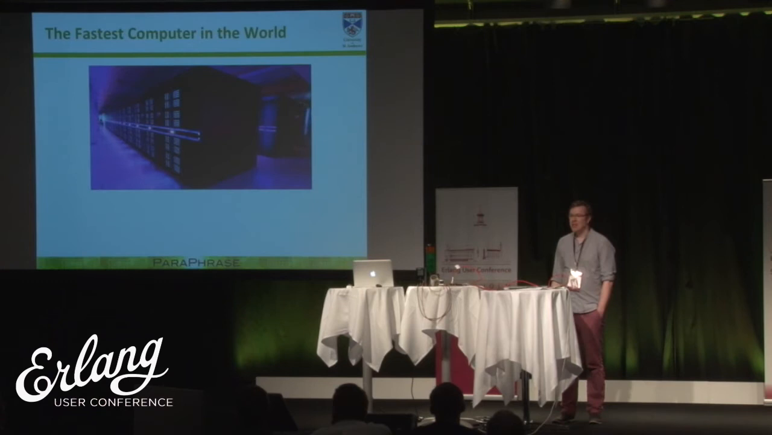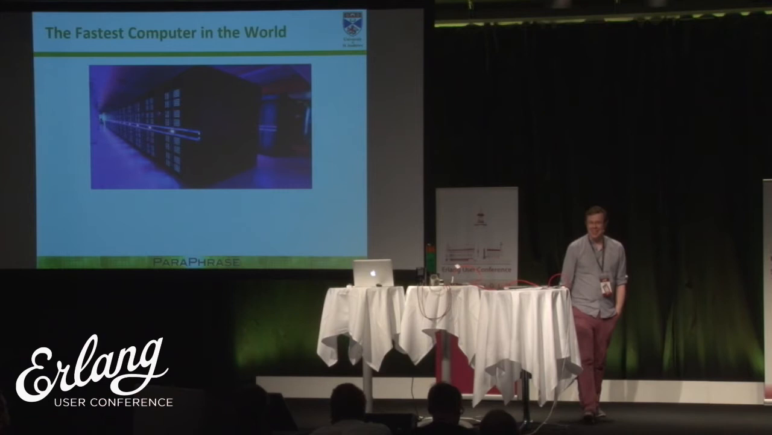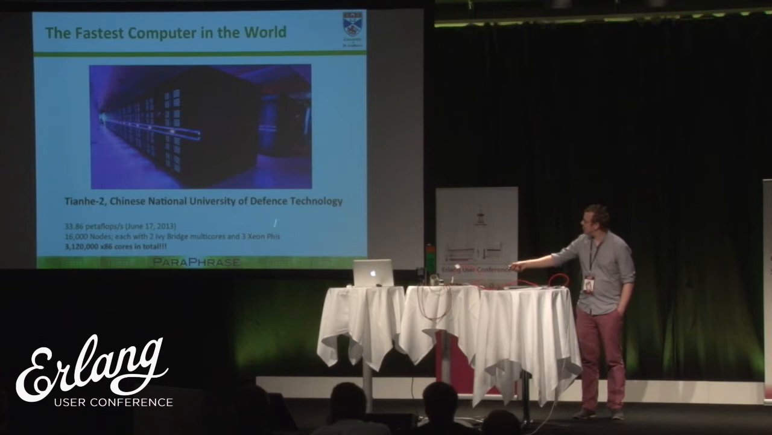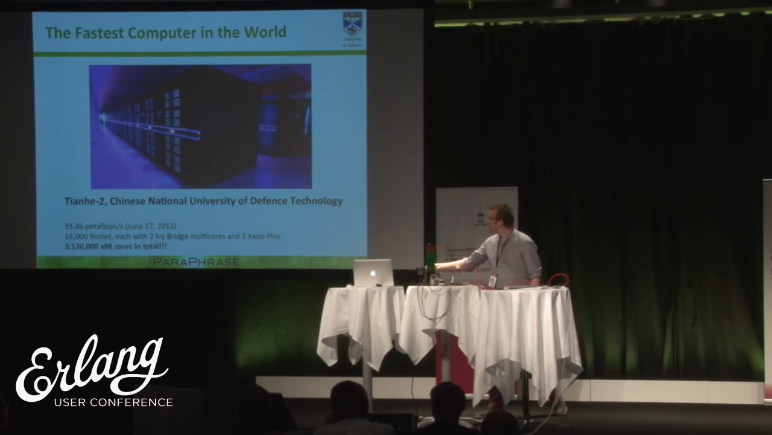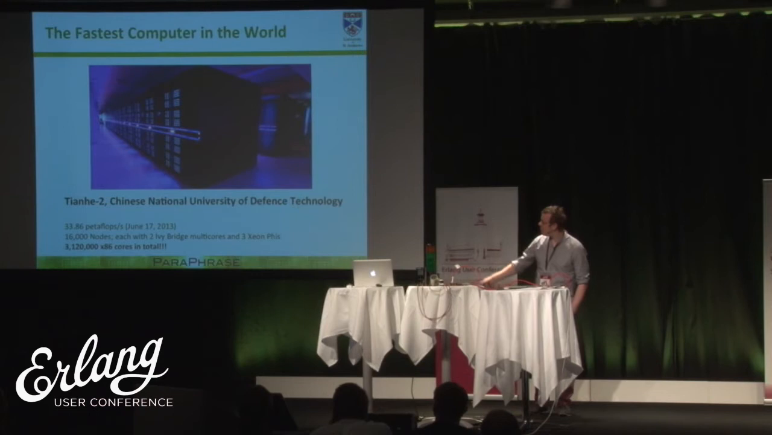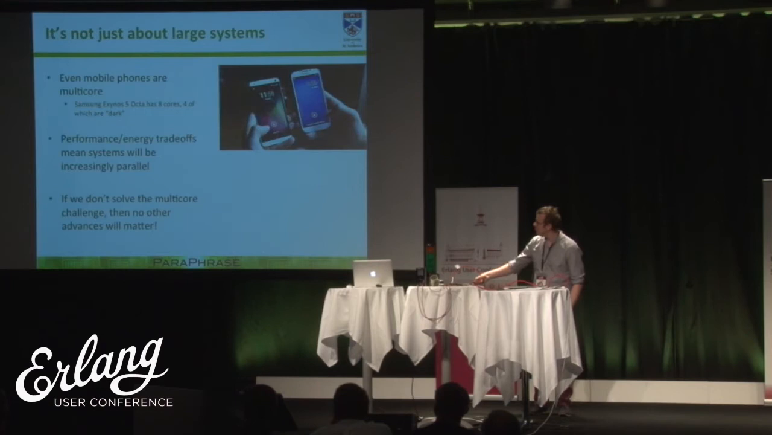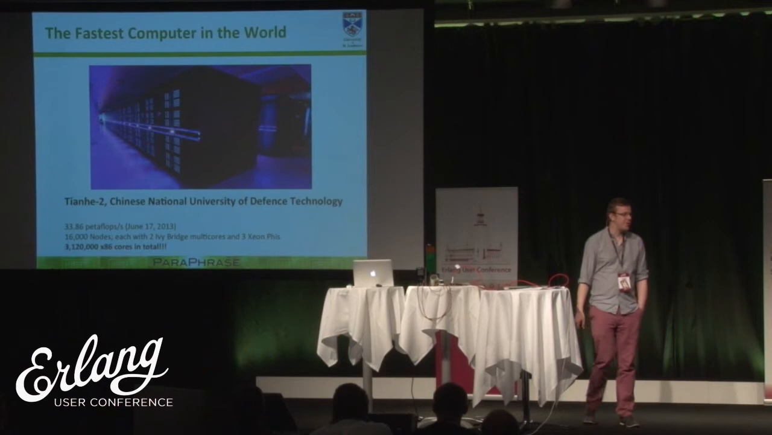Does anybody have an idea what the fastest computer in the world is? Anybody have the slightest clue? Yeah? 3 million cores. Yes. So the fastest computer is actually, not surprisingly, located in China. And it has over 3 million x86 cores. It comprises something like 16,000 nodes, has three of those Xeon Phis in it, and over 3 million heavyweight general purpose cores. Absolutely huge.